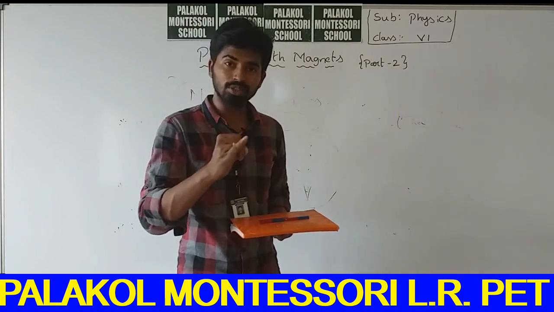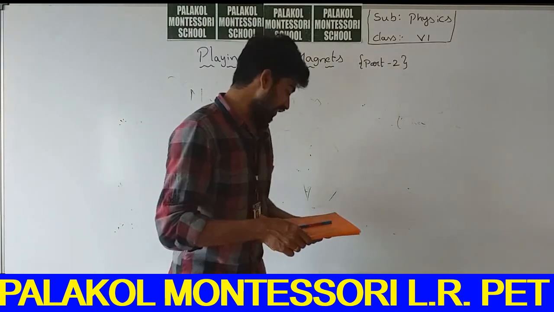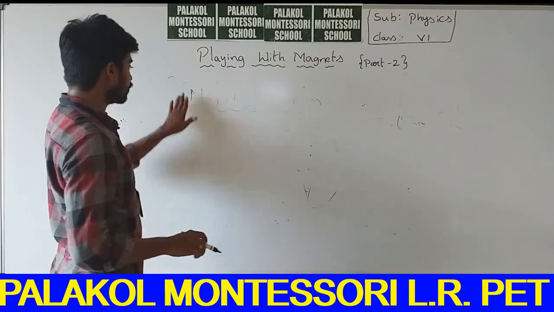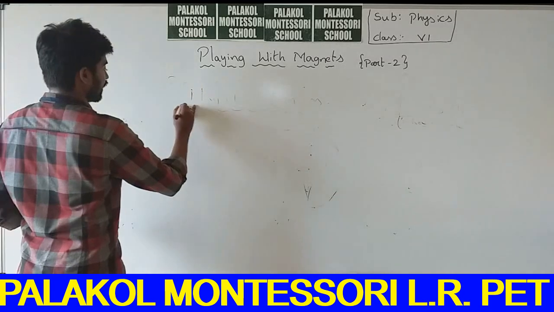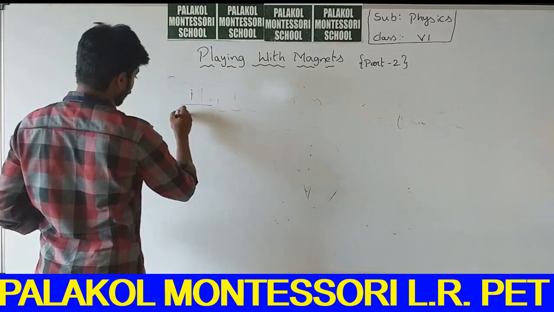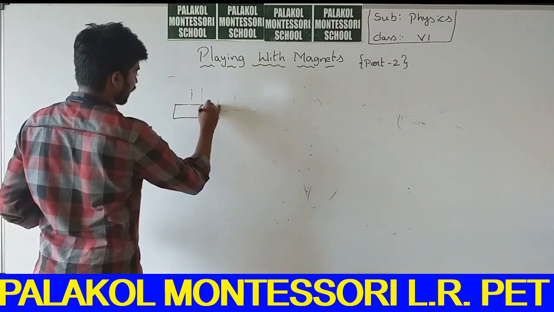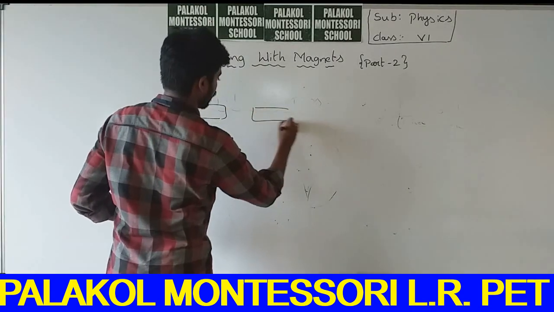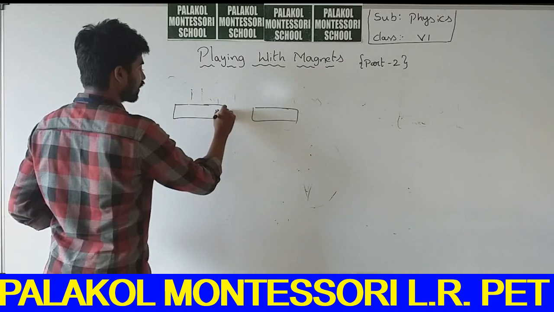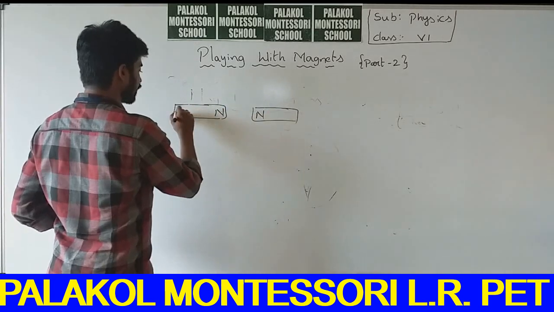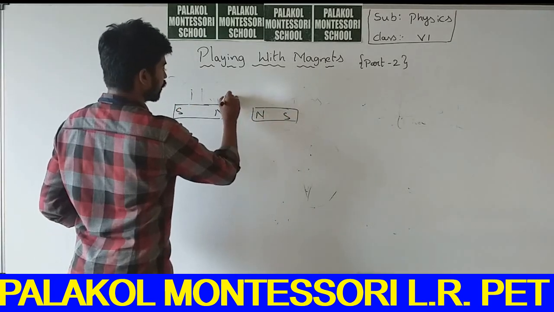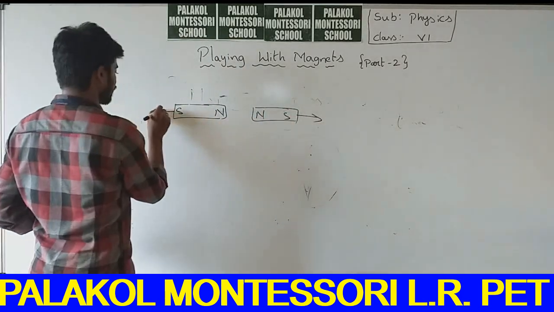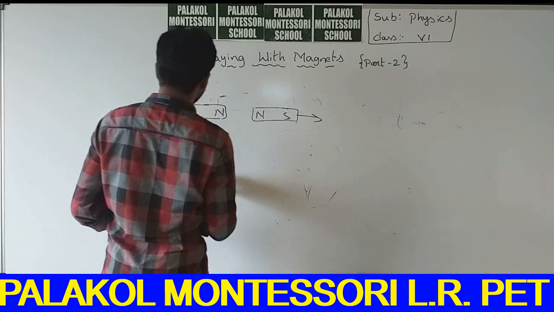If it is south and south, it undergoes repulsion. If it is north and north, then also it will undergo repulsion. So here I have considered two bar magnets. I have placed north and north poles near to each other. So what have you observed? You have observed repulsion. These two magnets will move like this.